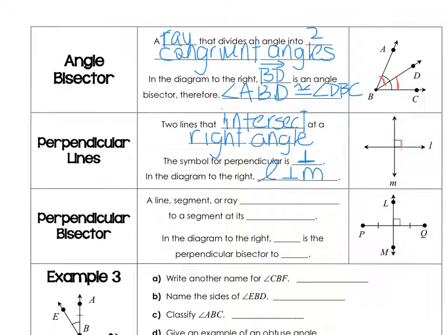And then taking it just a little bit further, a line, segment, or ray perpendicular to a segment at its midpoint is a perpendicular bisector. So you can take notice that we have two segments congruent here. That lets me know that this point, if it were there, is a midpoint. And then we see I have perpendicular, so line LM is the perpendicular bisector to the segment PQ.